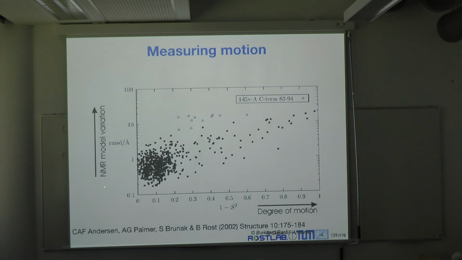So what I'm going to show here is the NMR model variation versus the degree of motion, that is, this order parameter. And you see that if you see more variation in NMR models, you see a higher degree of motion. Meaning that when you observe in an NMR model a lot of wobble, that translates to biological movement. If you had points here, that would be the example of the NMR model being wrong, they just can't define their right model. But essentially you see that there is a clear relation.